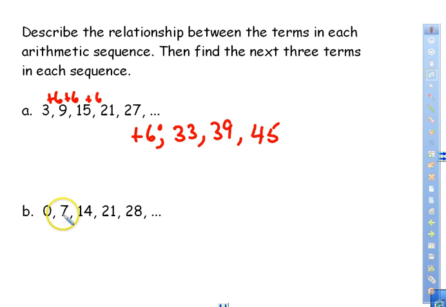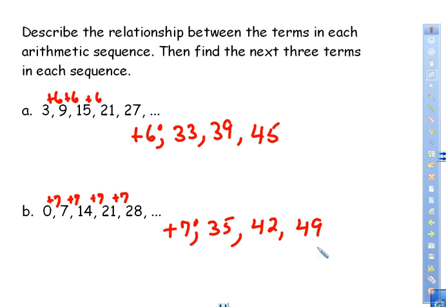This next one, 0 to 7, we're adding 7 onto this. And then we add another 7. And then we add another 7, and add another 7 for that. So then we end up adding 7 for the first, and then 7 more onto 28 is 35, 7 more is 42, and 7 more is 49. Let's look at the next slide.